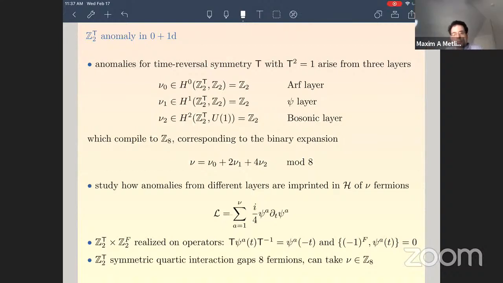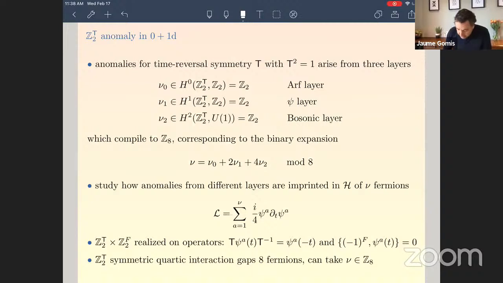Okay. So now what I want to do is something that's extremely simple, and we will see that this will repeat over and over when we go to higher dimensions. We want to understand how the symmetries of the problem, essentially time reversal and (-1)^F, are imprinted in the Hilbert space of the system. And one very concrete way to study this is by considering anomalies in a system of nu fermions, which have this usual action. Now, the system realizes precisely the symmetry that we want. It has a time reversal symmetry that acts this way, and it has a (-1)^F, a Z2^F, that tells you that the fermions are fermion odd.